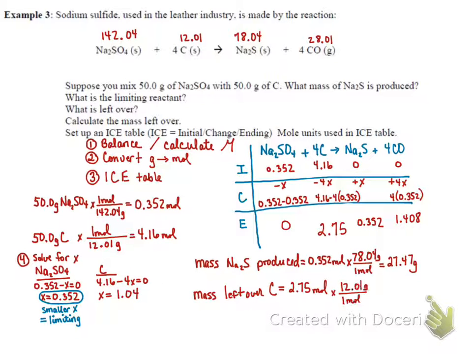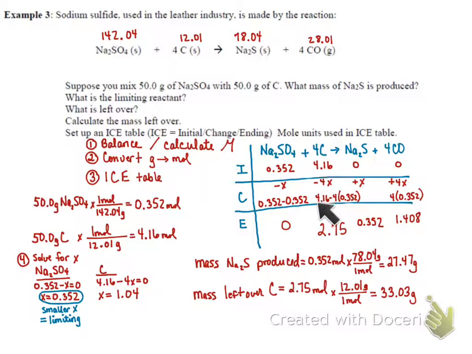So let me explain what's going on here. The change is going to be the starting moles minus the number of x's. And this is going to be 0 because sodium sulfate is our limiting reactant, which means it has to have nothing left over. So carbon is not limiting.